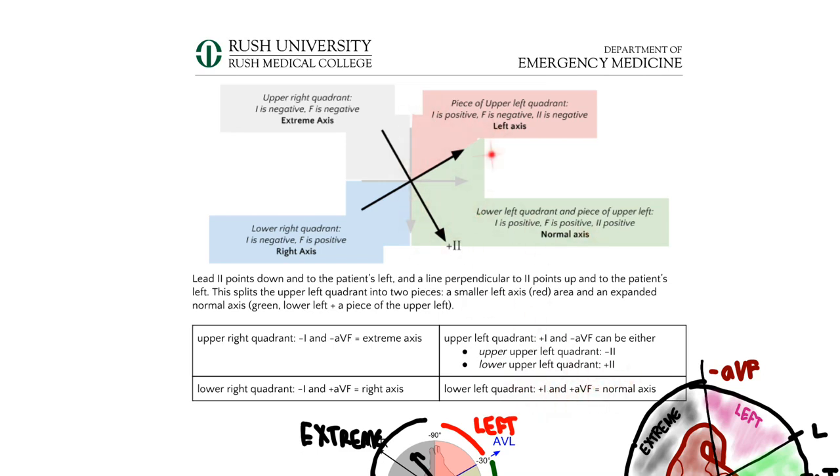And if we are up in this one where 1 is positive and F is negative, then it can be either left or normal. And we have to look at 2. And if 2 is mostly positive, then we know we're on the green side. And if 2 is mostly negative, then we know we're on the red side, left axis. So why don't you look at the 3 EKGs that we have and see if you can tell what the axis is.